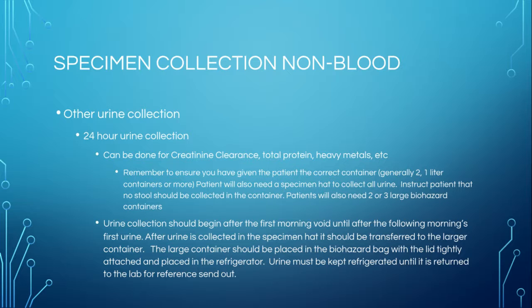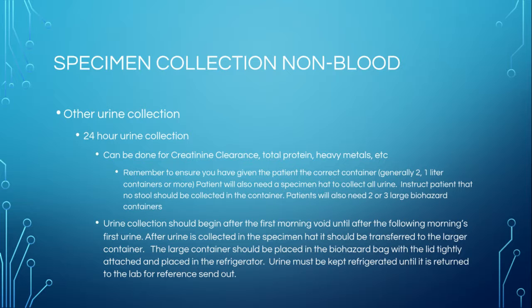Now, it can't get stool in it. If you get stool in it, you have to throw it away. It just won't work, and you have to start over. The other thing you have to tell them is that they have to keep it refrigerated. That's where that biohazard container comes in handy. Be sure you give them that specimen hat to collect the urine in. But you want them, every time they urinate, to take the container out of the refrigerator, put the new urine in, put the lid back on, close that container, and put it back in their refrigerator.